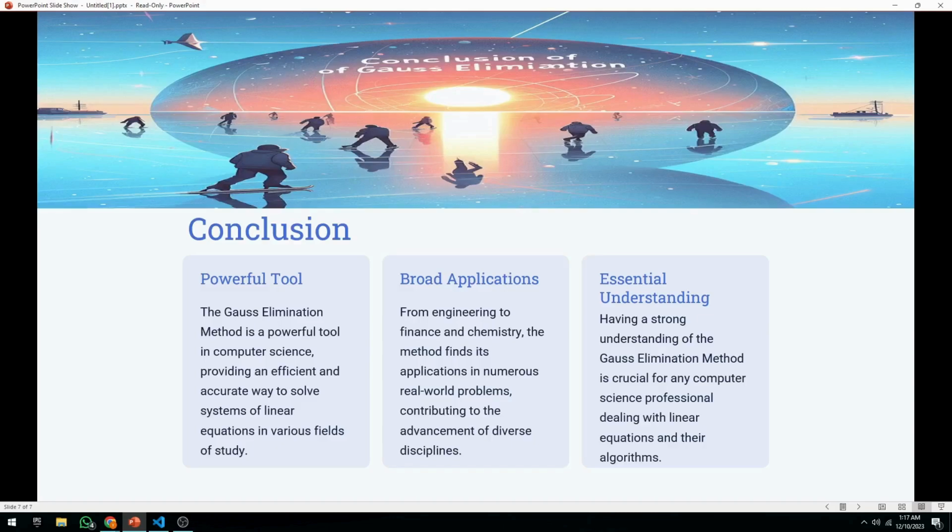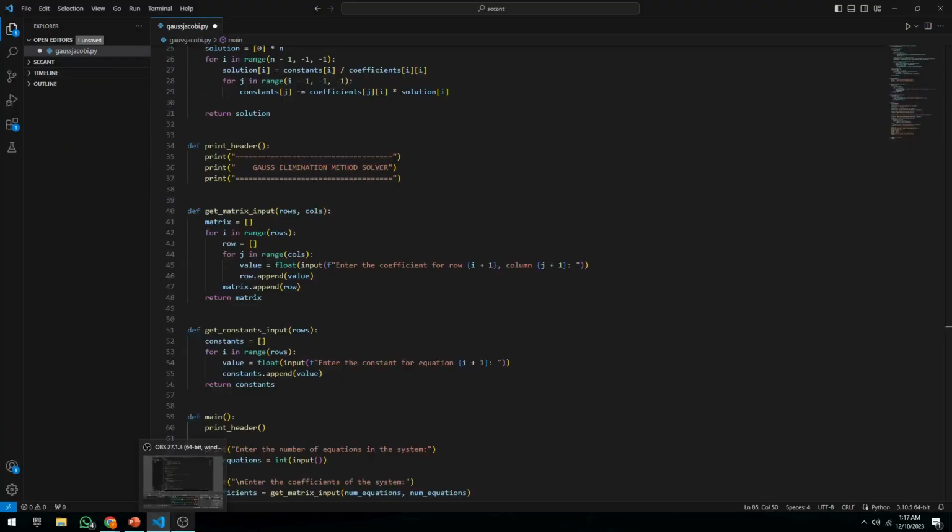Now back to Yasir, and we will see how we can implement the Gauss elimination method in Python. Thank you so much, Abeer and Yahya, for explaining the slides and the Gauss elimination in theory. Right now, I'll be explaining the code, how Gauss elimination is implemented in Python. So let's move towards the code.